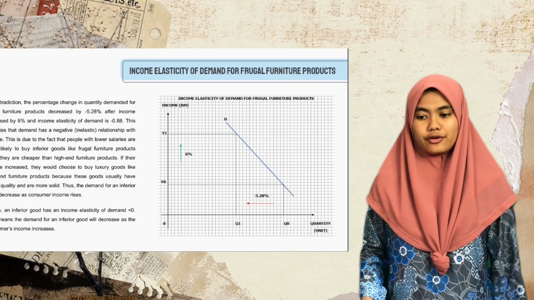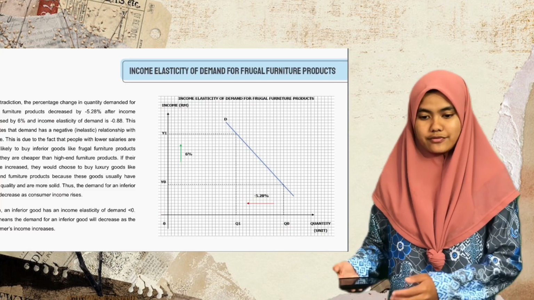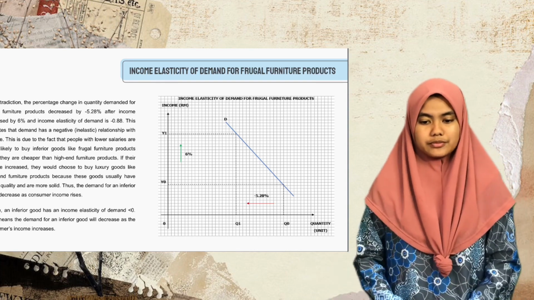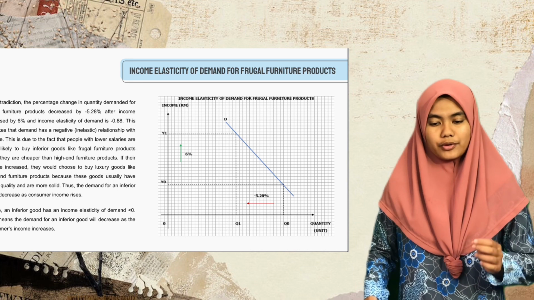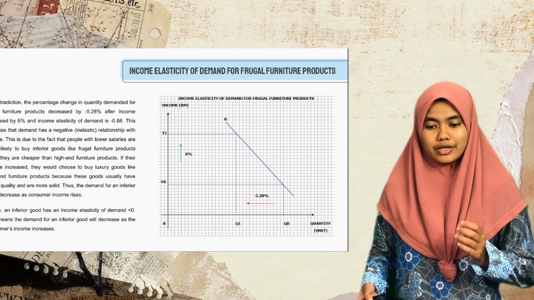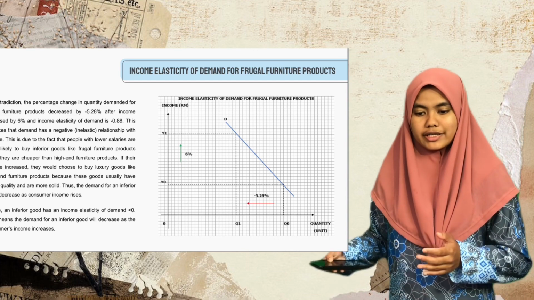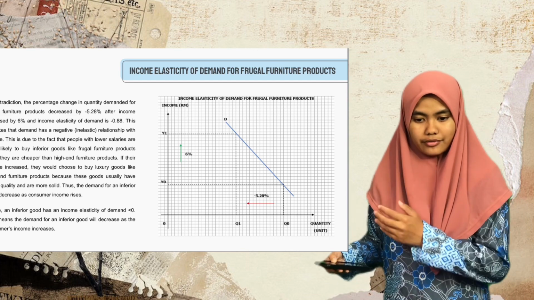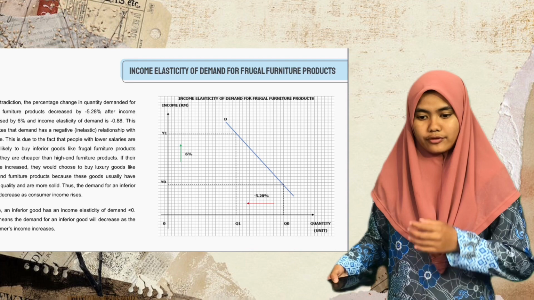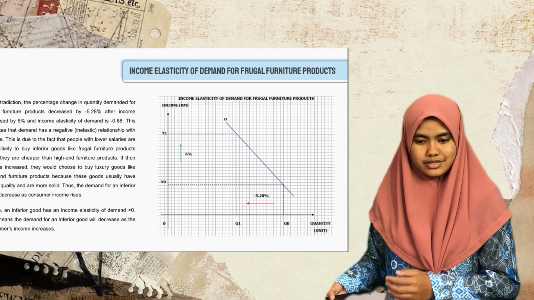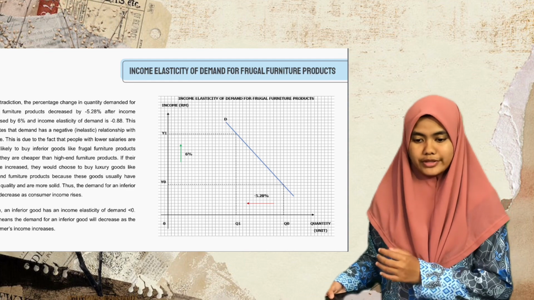Alright, so let's move on to the income elasticity of demand for the frugal furniture product. As you can see from the graph, in contrast, the demand for the frugal furniture product decreased by negative 0.88 after income increased by 6%. This indicates that the demand has a negative, or what we call inelastic, relationship with income. This is due to the fact that people with lower salaries are more likely to buy inferior goods like frugal furniture products since they are cheaper than high-end furniture products.